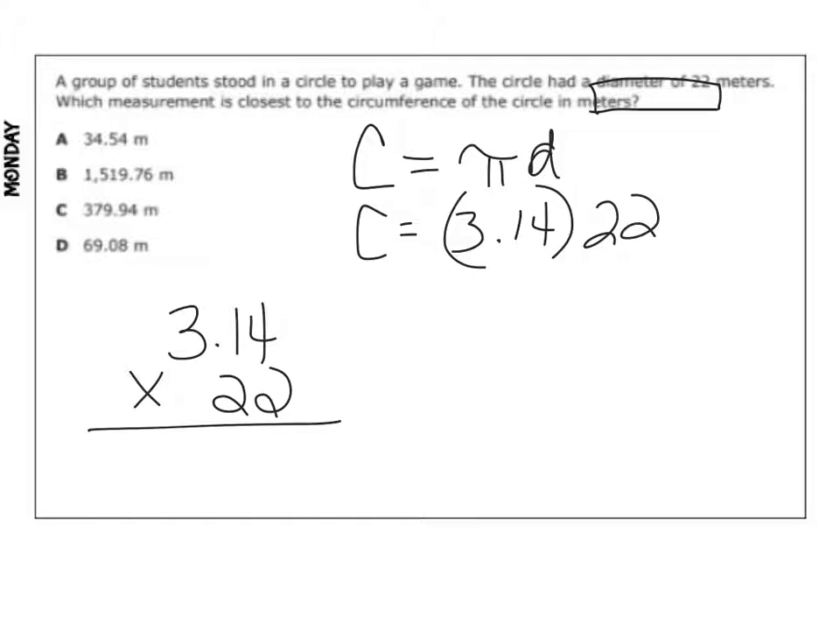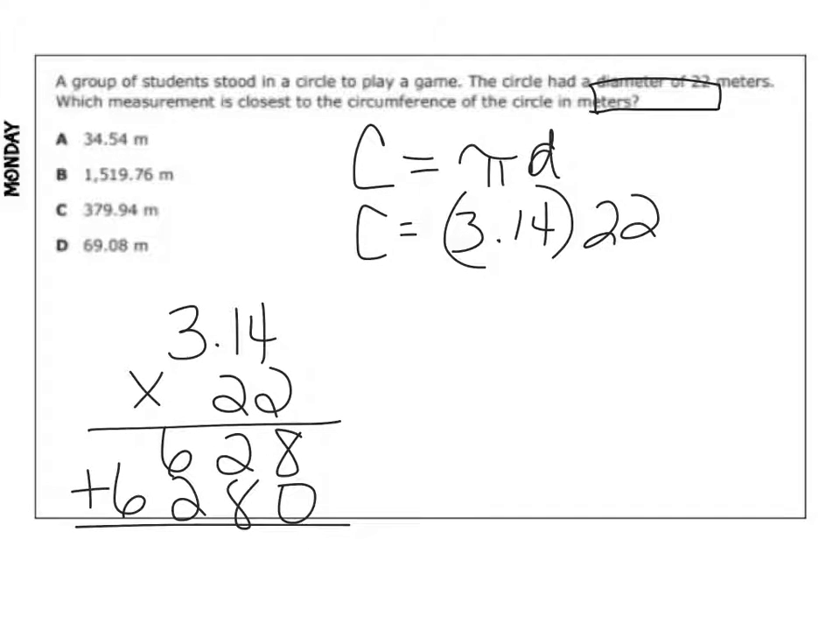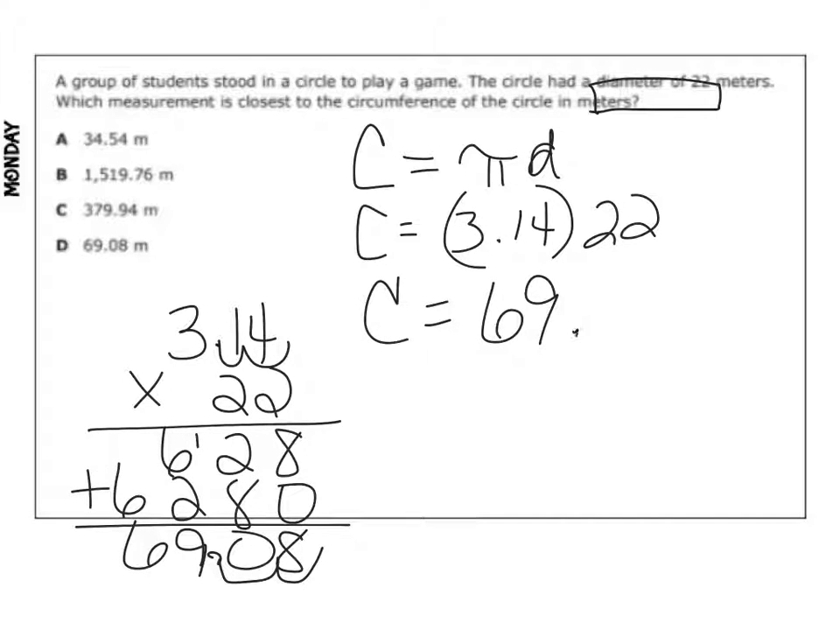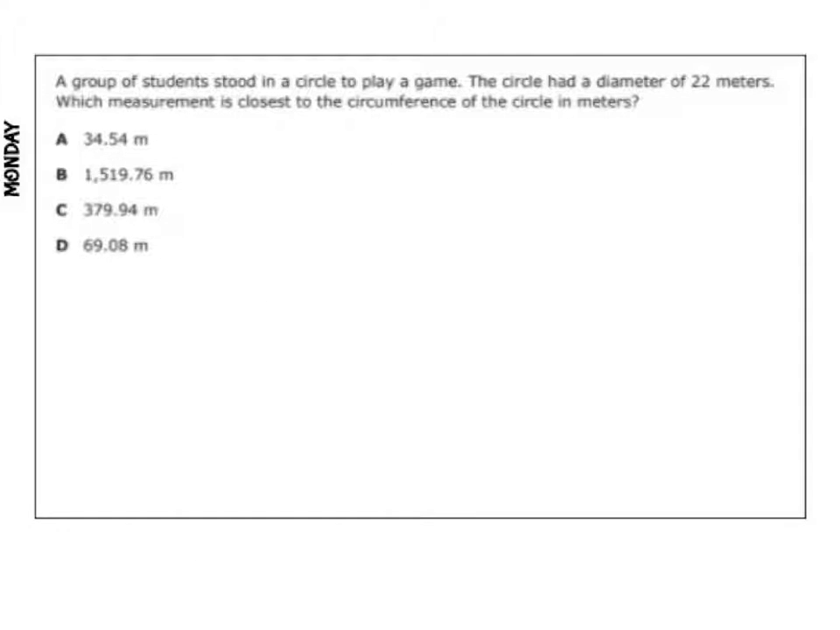2 times 4. 2 times 1. 2 times 3. And then you add a 0, same thing. 2 times 4. 2 times 1. And 2 times 3. You add it. So there's 2 decimal places. So the answer is going to be C equals 69.08 meters. So that would be letter D.